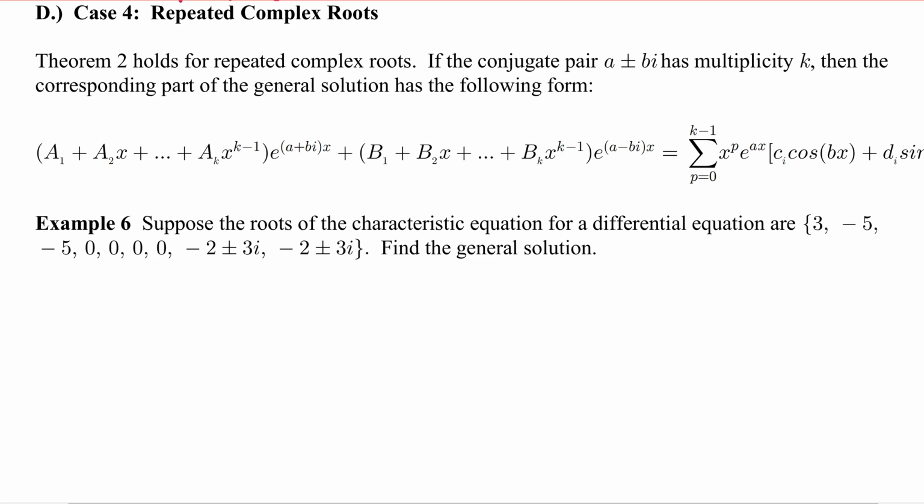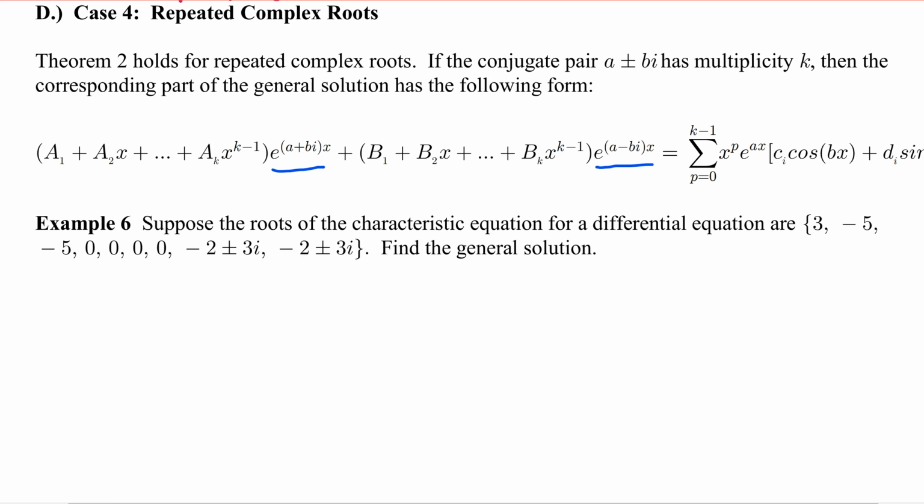Now, if the conjugate pair a plus or minus bi has multiplicity k, then the corresponding part of the general solution has the following form. e to the (a plus bi)x corresponds to one half of that complex conjugate pair.